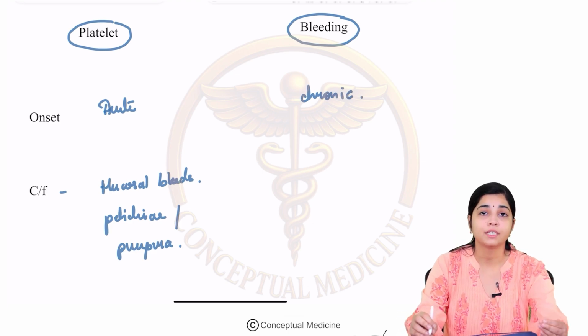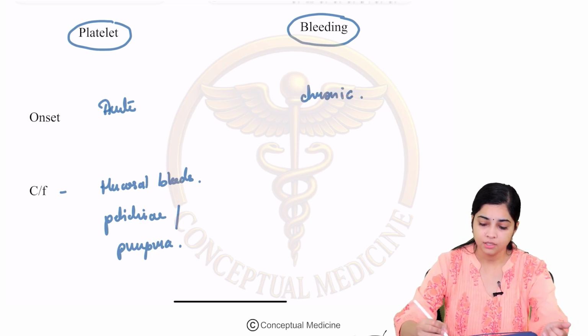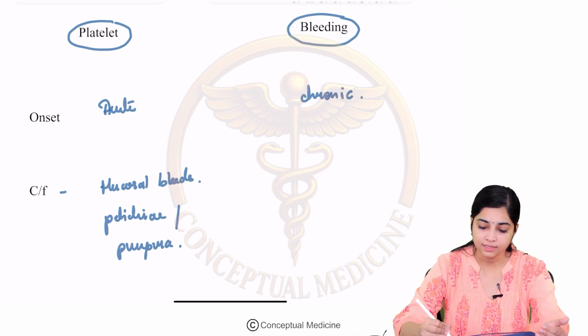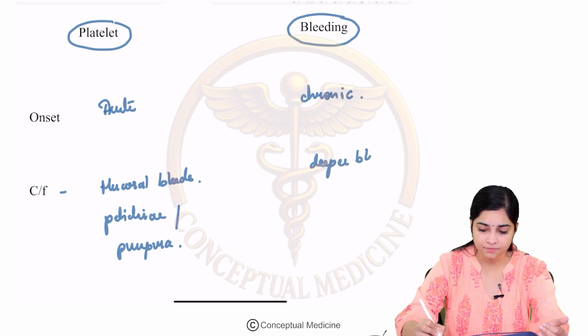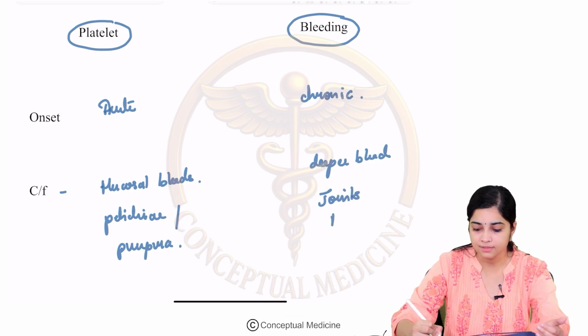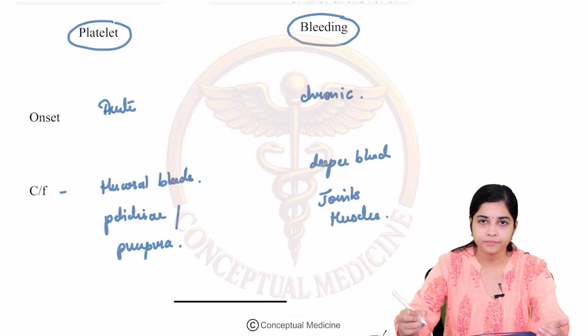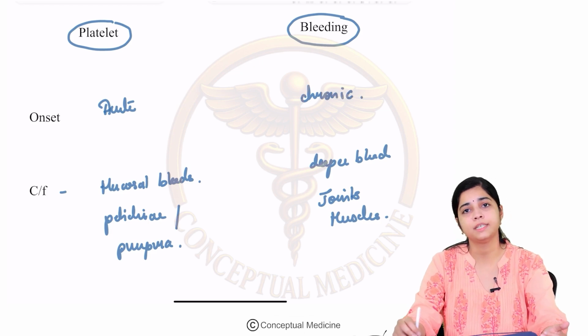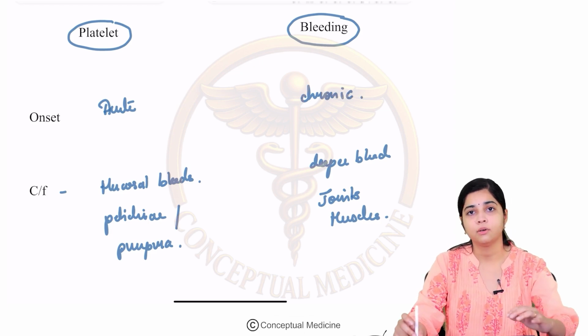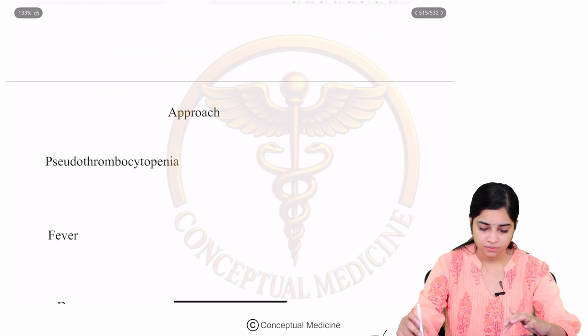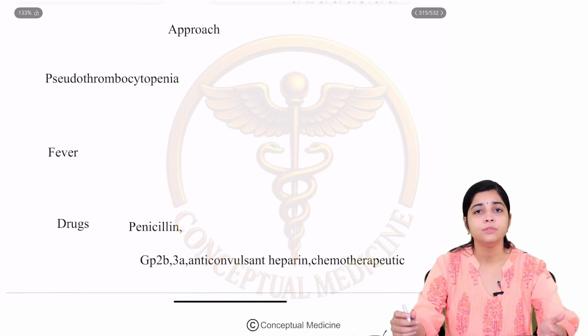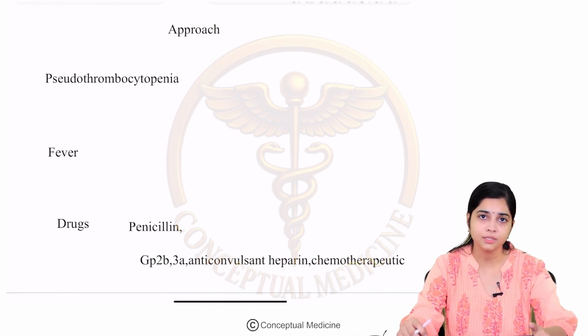But when it comes to disorders of the coagulation pathway like hemophilia, more often they are chronic in onset and they usually present with deeper bleeds. Bleeding into the joints and bleeding into the muscles is more common in these bleeding disorders. So, let us look at how you will approach a patient who presents to you with bleeding.